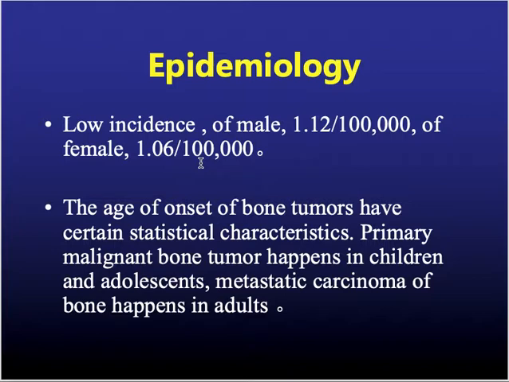So the incidence of bone tumors is not so high. One very easy point to remember is that primary bone tumors, which I'm talking about, are very common in children and adolescents, whereas the metastatic ones, the carcinomas, are more common in older age, so they are more common in adults. This is quite understandable, right?